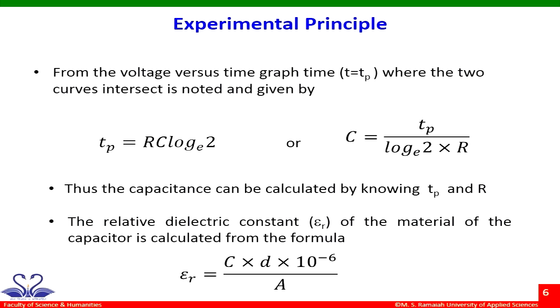By plotting the voltage versus time for charging and discharging on a sample graph, find the point of intersection in the time axis given by Tp. By knowing the value of resistance and Tp, one can calculate the capacitance of the capacitor. Once capacitance is known, the relative permittivity of the insulating material can also be calculated.